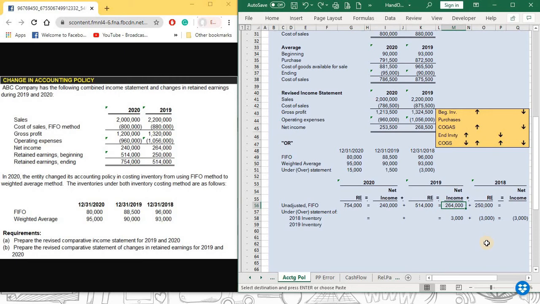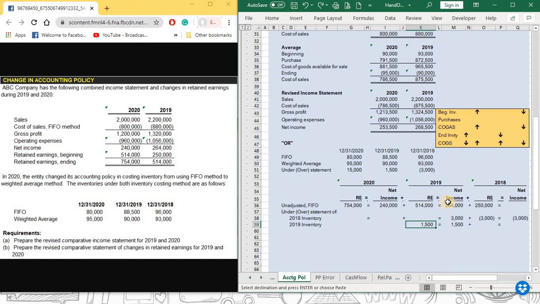And in order to adjust the net income of 264 to weighted average, we need to adjust the understatement, and that is by adding 1,500. And again, since the 264,000 pesos was closed to the 514,000 retained earnings at the end of 2019, it means that the 514,000 pesos retained earnings is also understated by 1,500 pesos. So that is why the 514,000 pesos is not yet converted to weighted average. It means that we need to adjust the understatement of 1,500 in the retained earnings. So to adjust, we need to again add 1,500.